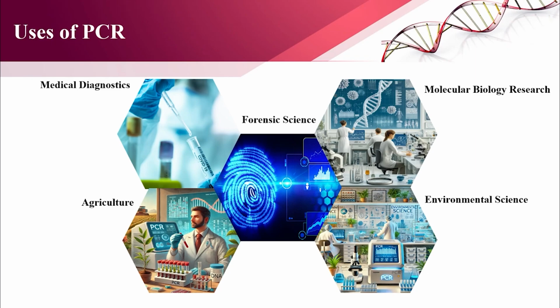The fifth one is the environmental science, that is, how the PCR can be used in the environmental science. It is used to monitor microbial populations in various ecosystems like soil, water, or air by amplifying and identifying specific DNA sequences from environmental samples. PCR is applied in detecting pollutants and assessing biodiversity.